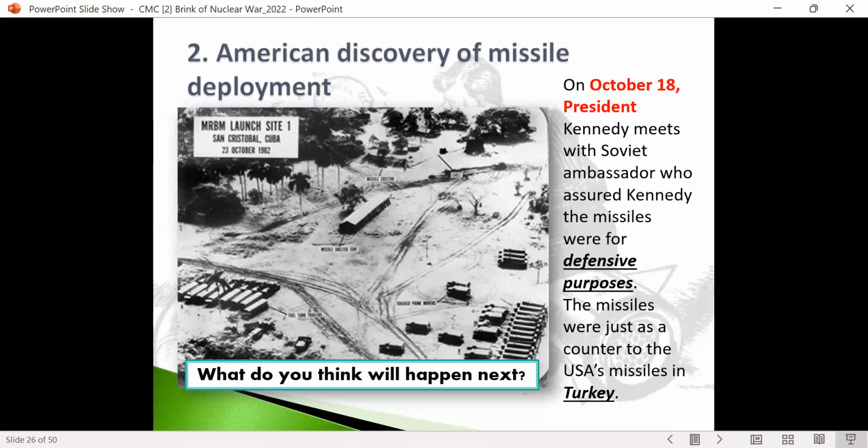October 18th. Kennedy meets the Soviet ambassador, who assured Kennedy that this is only for defensive purposes, to counter the USA's missiles in Turkey.